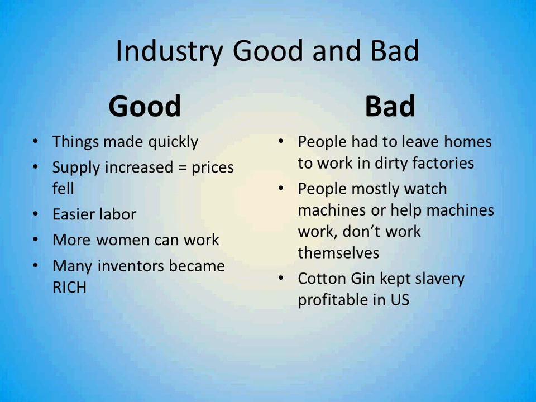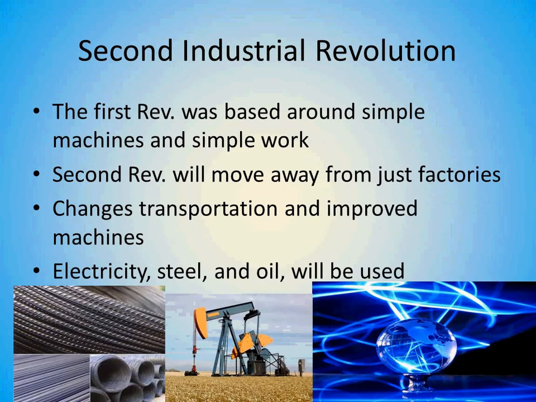Okay, so now we've pretty much covered the first industrial age. Let's move on to the second industrial revolution. The first industrial revolution was about simple machines and simple work for the most part. Even the early textile machines were fairly simple, basically getting some very simple moving parts.